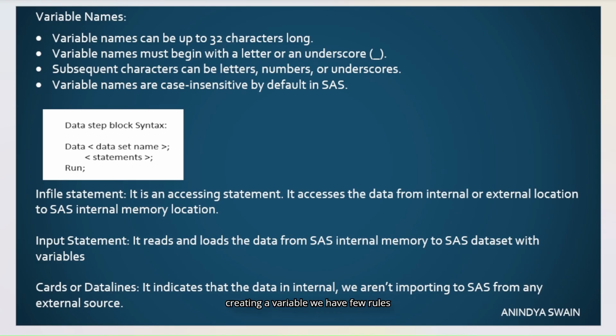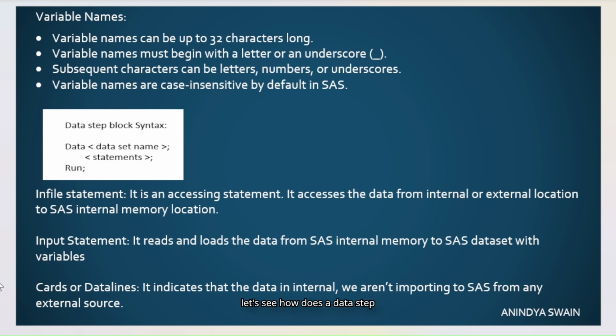Even for creating a variable, we have a few rules. Variable names can be up to 32 characters long. Variable names must begin with a letter or an underscore. Subsequent characters can be letters, numbers, or an underscore. Variable names are case sensitive by default in SAS.